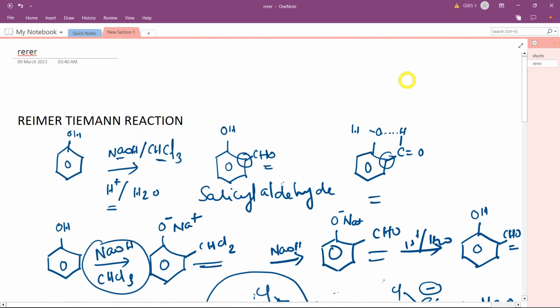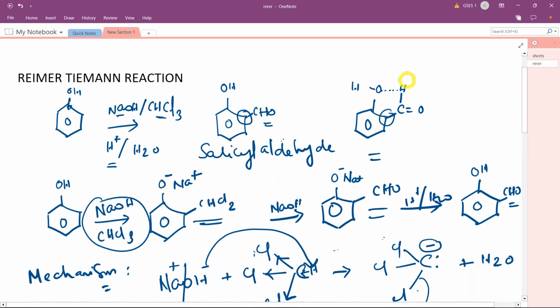So listen here, what is the reaction actually? Phenol, when treated with NaOH and CHCl3, and acid hydrolyzed, gives salicylaldehyde. That is a one line. And in your NCERT book, without mechanism, they have given that phenol treated with NaOH converts to sodium phenoxide ion plus CHCl2 in the ortho position. And when it is treated with NaOH, the CHCl2 directly gets converted into this CHO. That is a problem, where we are not able to understand how that gets converted to CHO. And then as usual, acid hydrolysis, we can get the salicylaldehyde product.